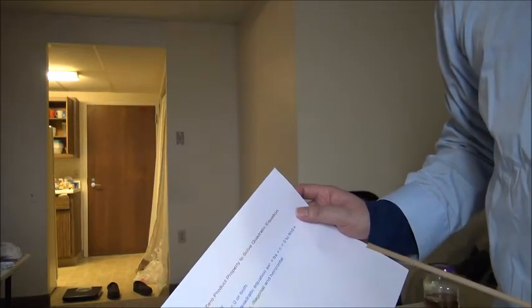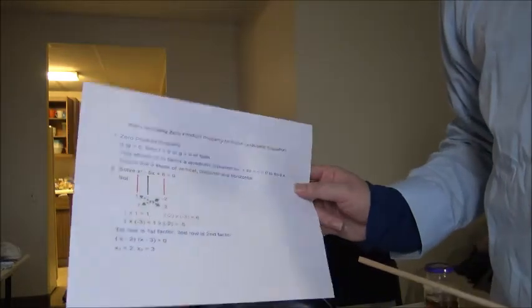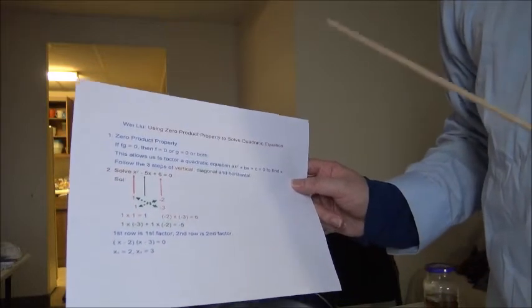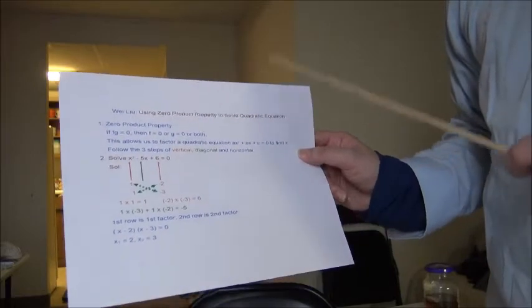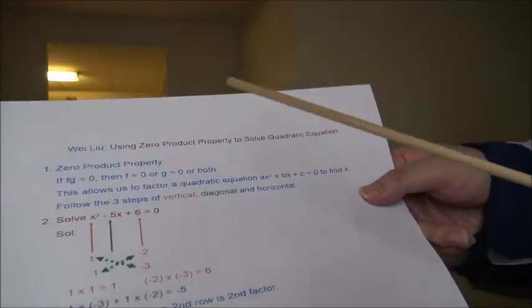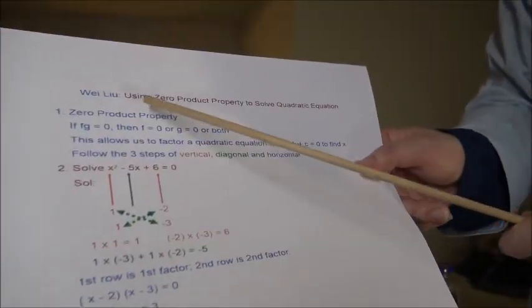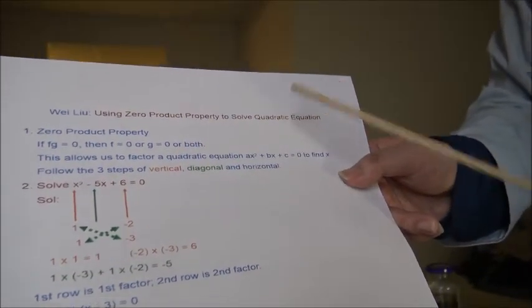I do not have a projector since all the schools are closed, so I have no access to the projector. I just printed out my digital notes on paper, and then we do the teaching on the paper. There are 2 pages. Okay, let's begin. This is using the zero product property to solve quadratic equations.